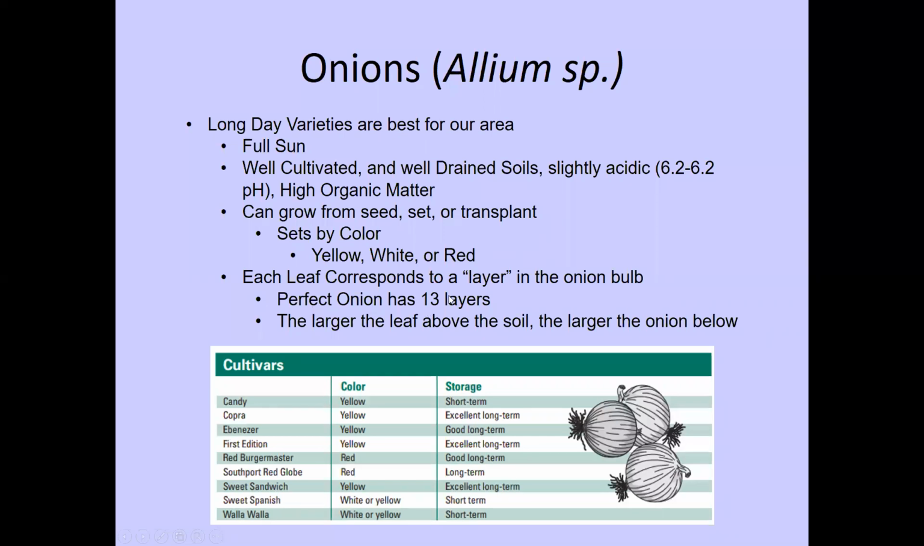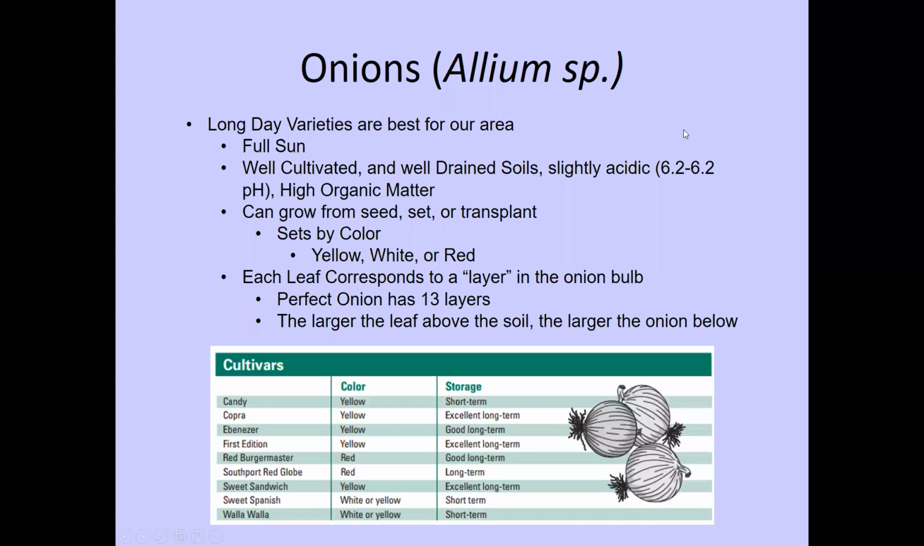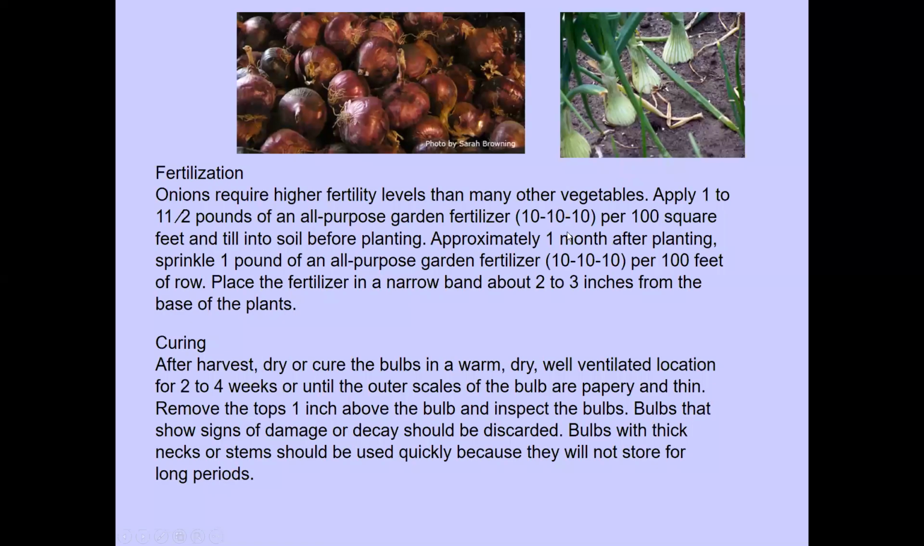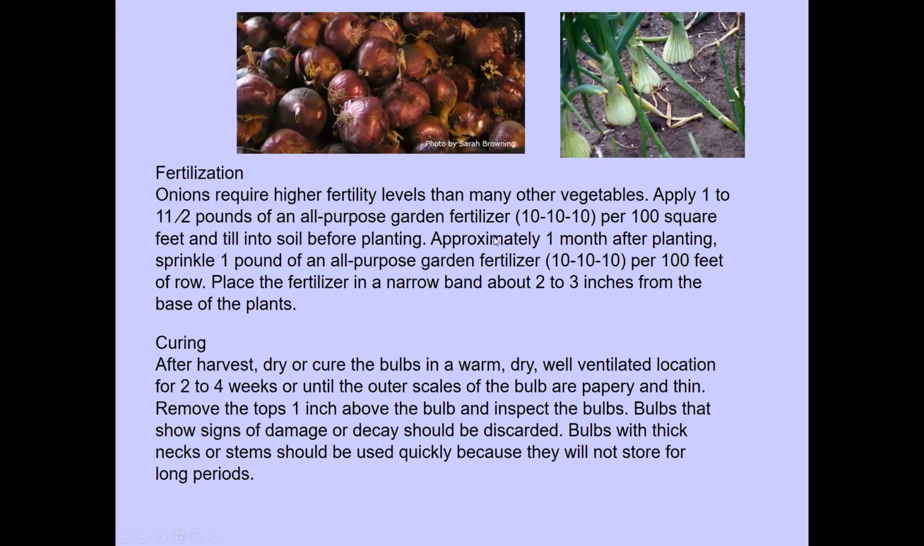And one thing I thought was interesting from this fact sheet that I read was that the perfect onion has 13 layers. And every layer that you see in an onion corresponds to a leaf above the soil. So once your onions get 13 leaves, that means it should be the perfect onion, and it would be okay to go ahead and harvest that. So again, lots of fertilizer. This tells you 1 to 2 pounds for every 100 square feet. And then just a little bit about curing them if you're interested in doing that.